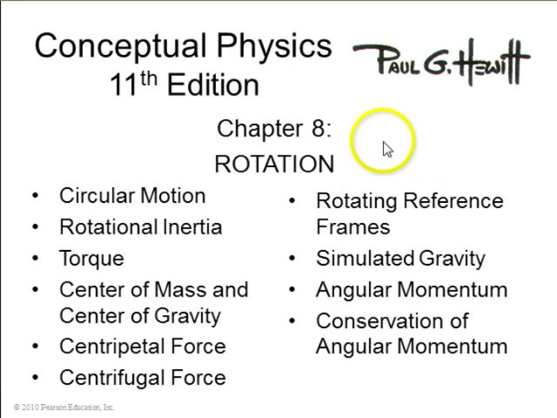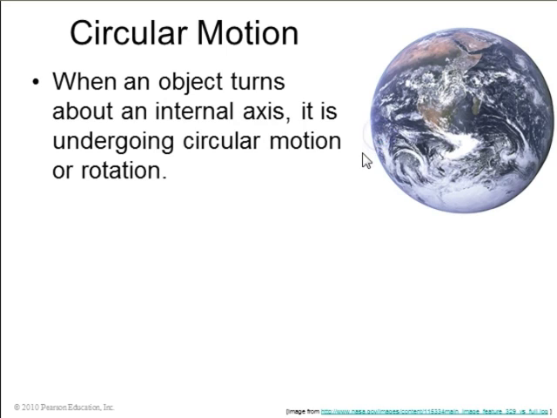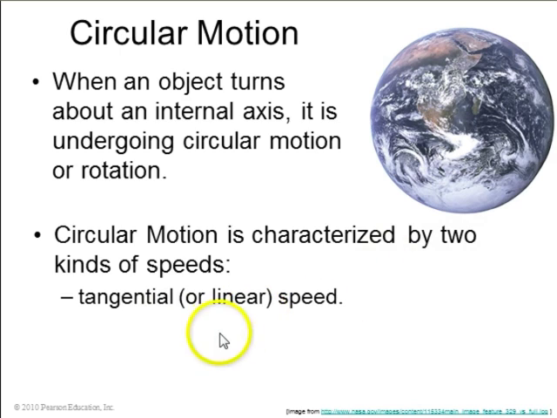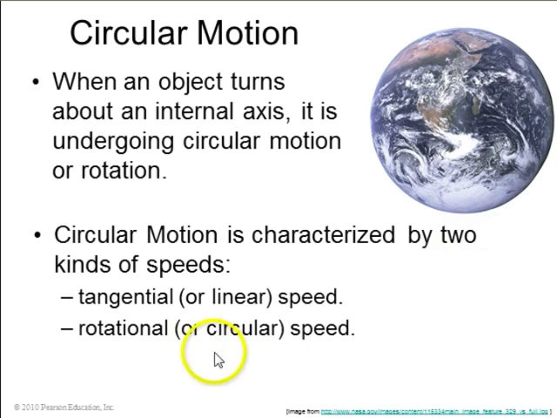Okay, Chapter 8 on rotation. So when an object turns about an internal axis, it's undergoing rotation, and all the particles in the object are actually going on circular paths where the centers of all the circular paths are along this same rotation axis. Okay, so rotation is characterized by two kinds of speeds: the tangential or linear speed of the particles in the object, and the rotational speed of the whole object, sometimes called angular speed.